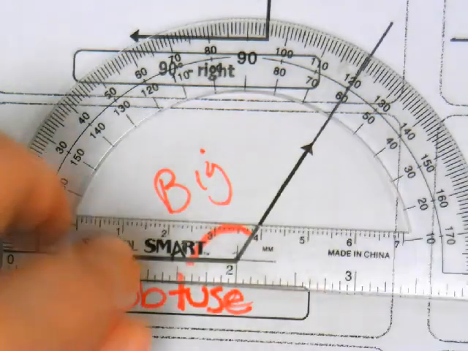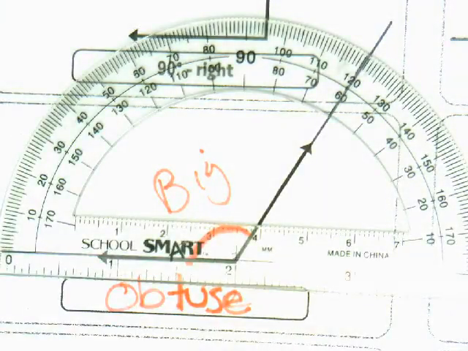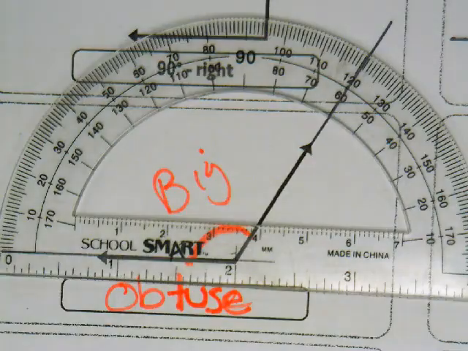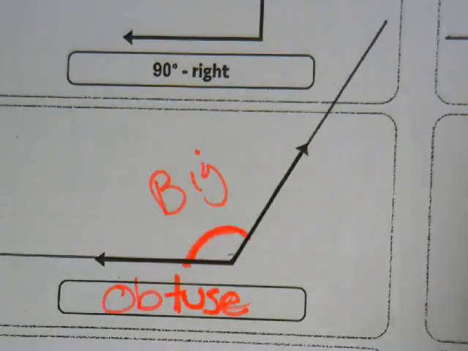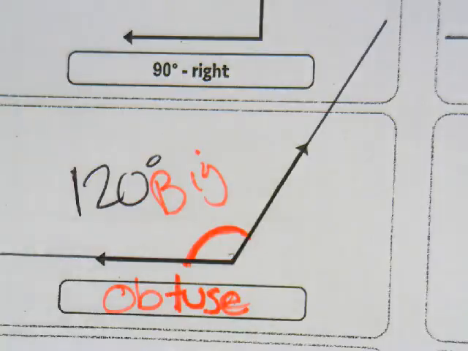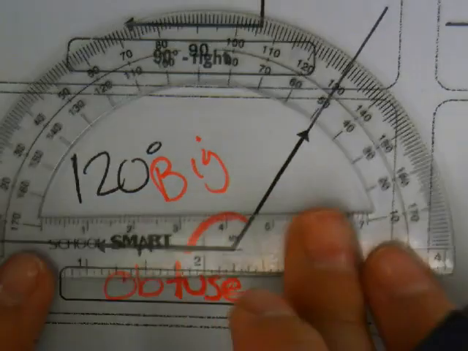There it is. Now, I wrote big, so it should be a big number, right? I'm going to use the outside numbers. How much does this one measure? 120. So it says big, so I need a big number. The hardest part, Aaron, is which numbers do I use, the inside numbers or the outside numbers? All right, let's keep working.